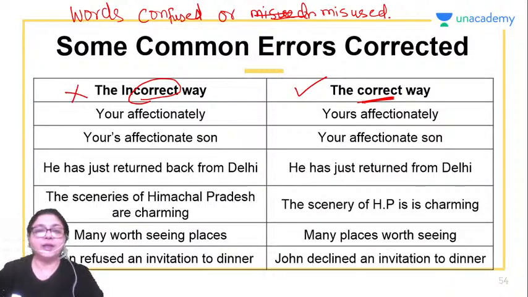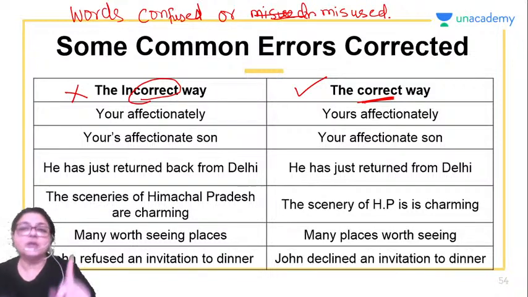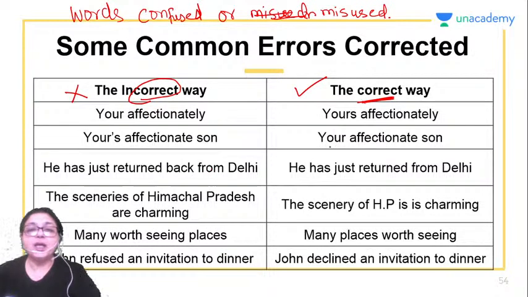This is incorrect. When we write our letters, what do we write? Yours affectionately. Now it has to be yours affectionately. Now here we write yours affectionate son, which has to be your affectionate son.